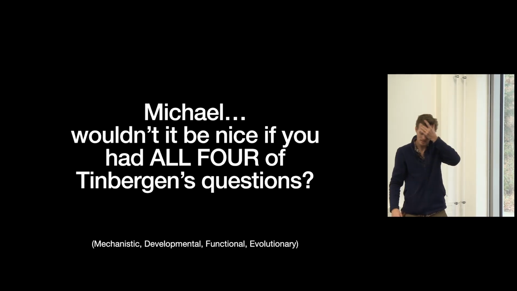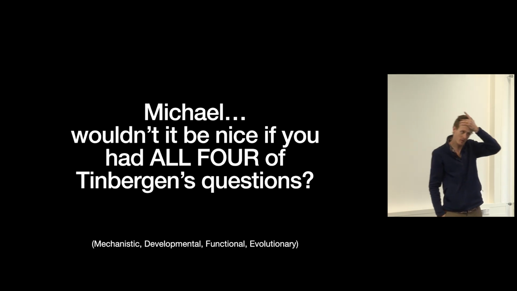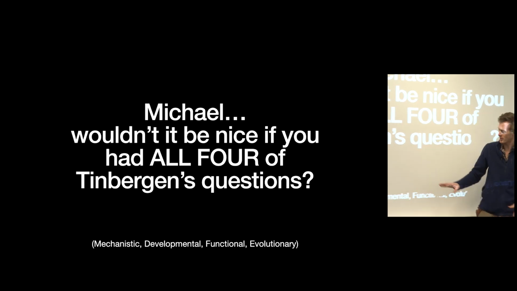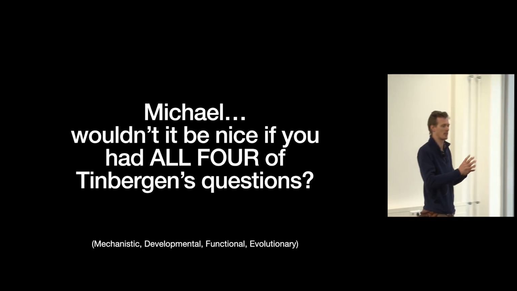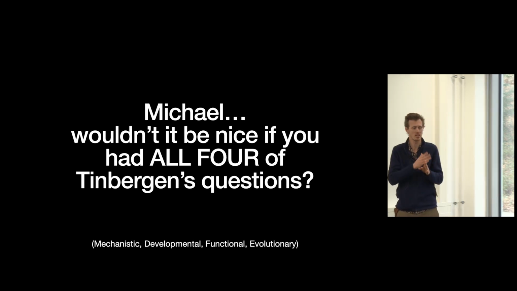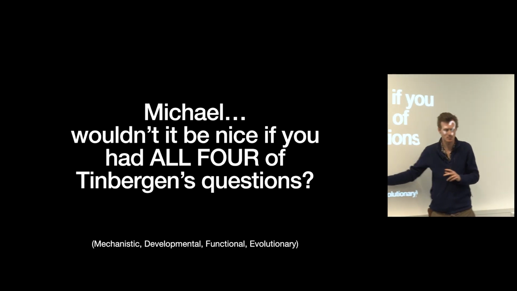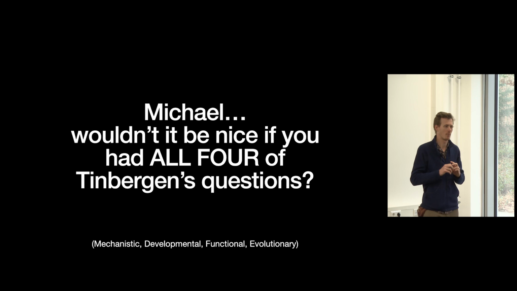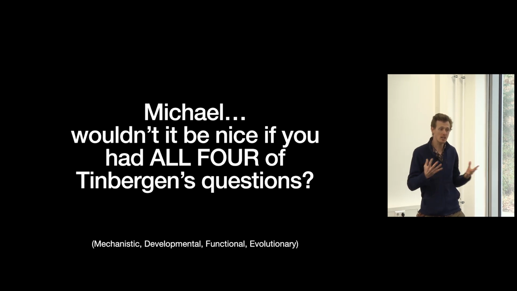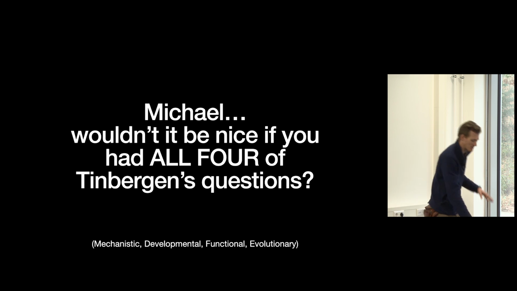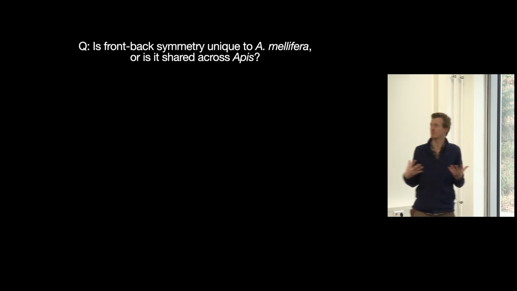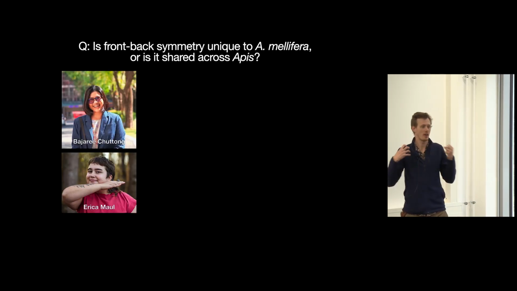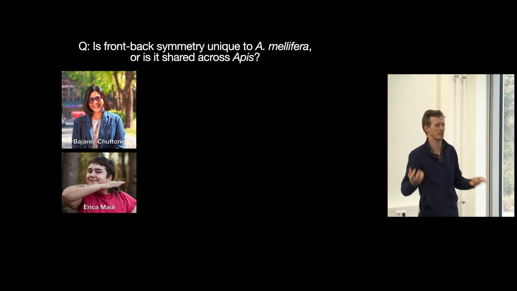At this point, though, I kept thinking it'd be really cool if we could get all 4 of Tim Bergen's questions, because I feel like we had a good understanding of some mechanistic and developmental ideas. I didn't show you the developmental data, but we find that it's always symmetrical throughout their nest from initiation onward. And functional benefits: it's important for thermoregulation and colony growth. But we couldn't get at the evolutionary sense. Was Apis mellifera unique, or is this something we find across all of Apis? So our question was, is it unique to Apis mellifera, or is it shared across Apis? Again, I had to reach out to collaborators, which was awesome, to be able to rely on a network.